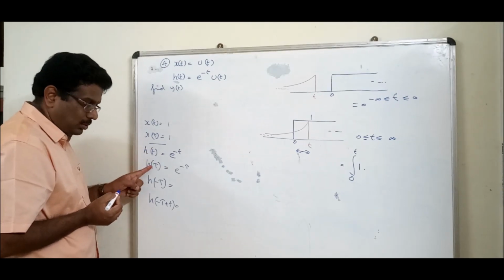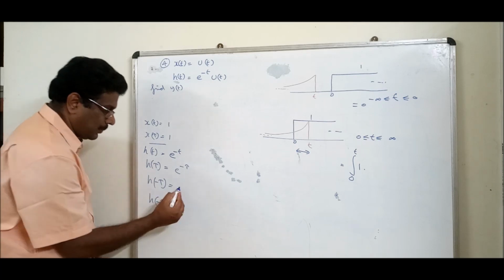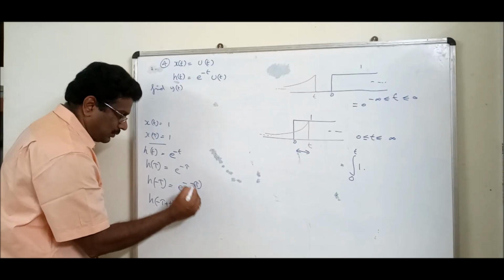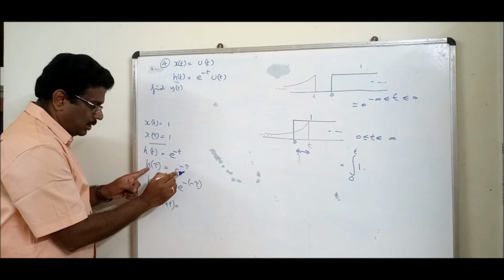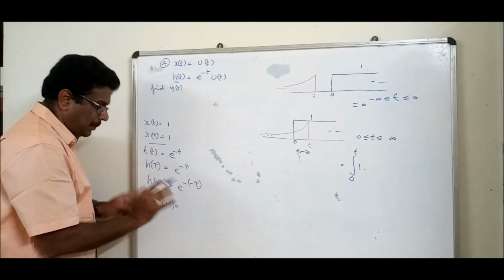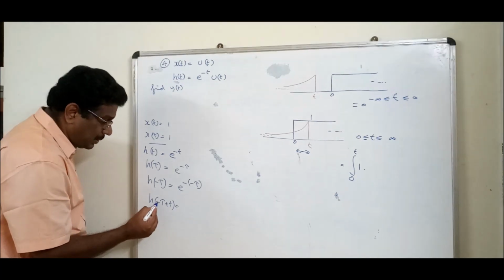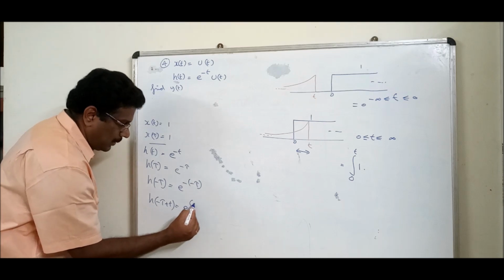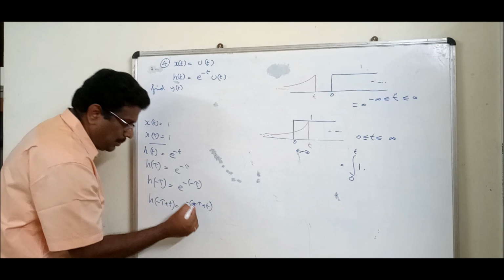T becomes tau. Tau becomes minus tau. Obey the format. Don't do minus into minus plus, because what is the next step? Add t with minus tau. Add t with minus tau.